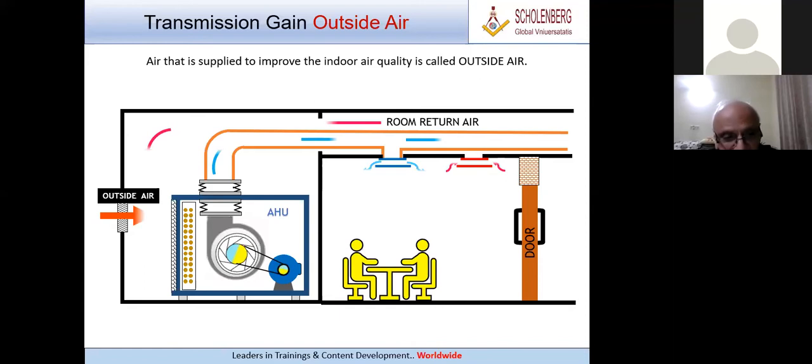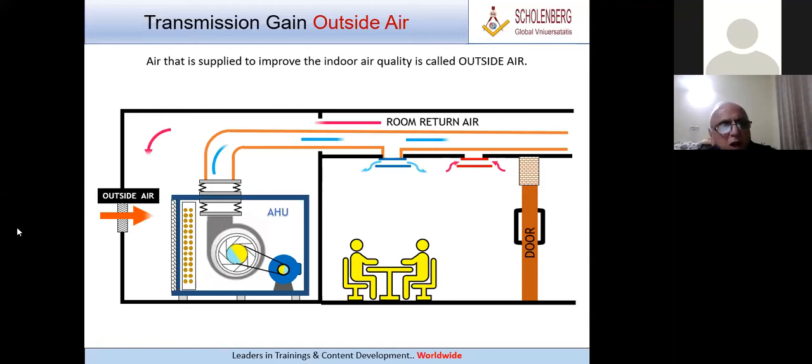So to maintain indoor air quality, you must have heard of this factor, indoor air quality. What is indoor air quality means? We add outside fresh air, which is rich in oxygen, and we exhaust the stale air from inside so that we maintain the level of oxygen inside the room to be healthy for occupancy.